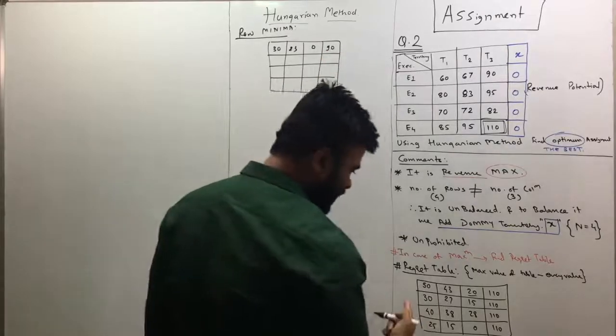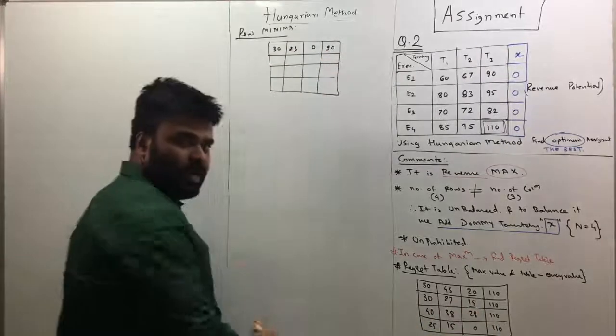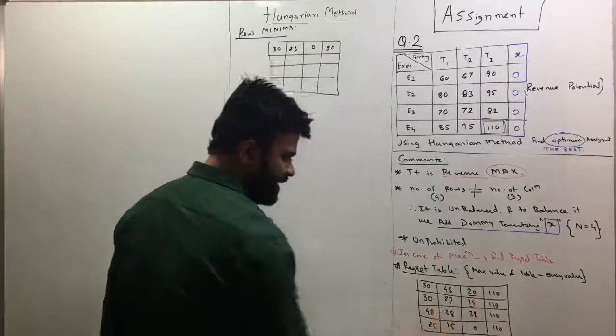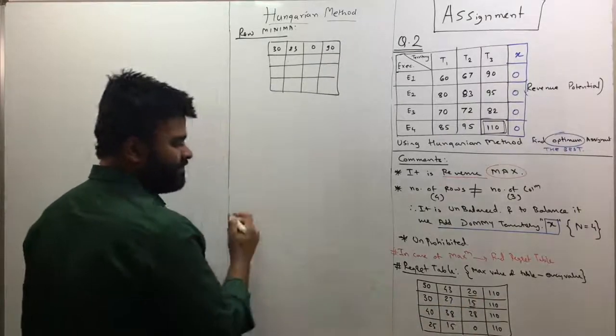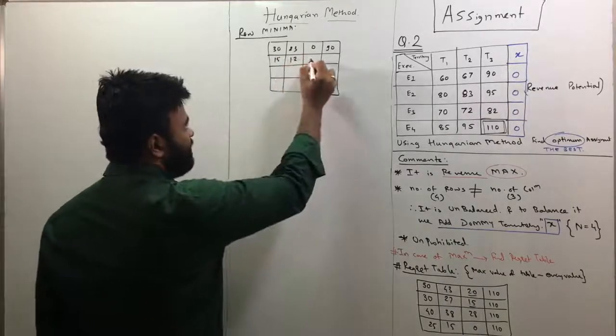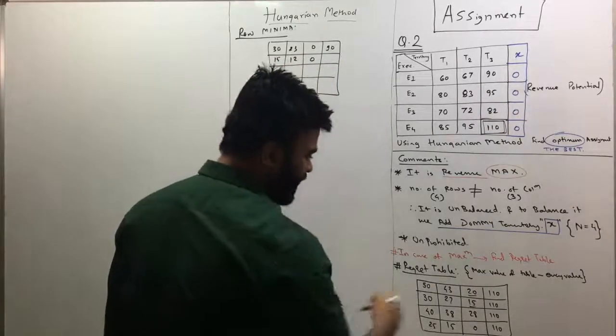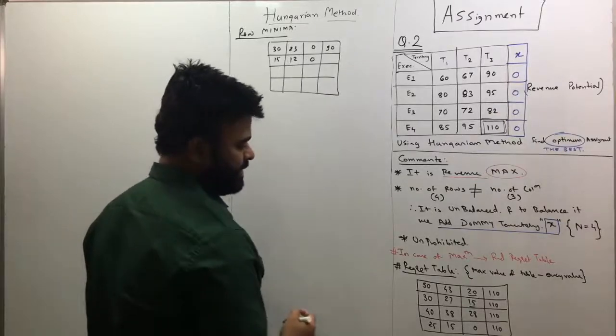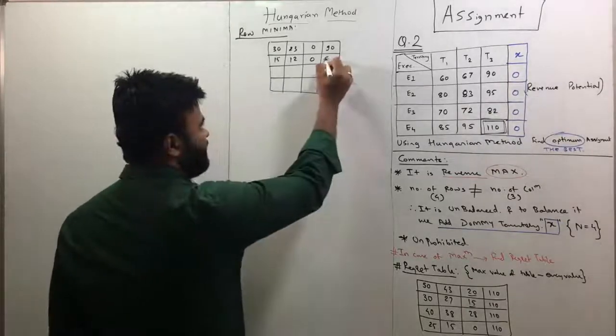Let's do that here as well. The smallest value of the next row is 15. So subtract 15 from 30, you get 15. Then 27 minus 15 is 12. 15 minus 15 is 0. And 110 minus 15 is 95, right?